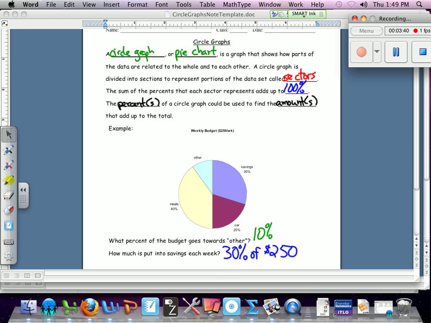She was going to get us the whole way there by saying, oh, she used 10% and tripled it. Other people might take your $250 and multiply it by 0.3, or $250 times 3/10. So no matter which strategy you go with, how much gets put into savings each week? $75. $75.